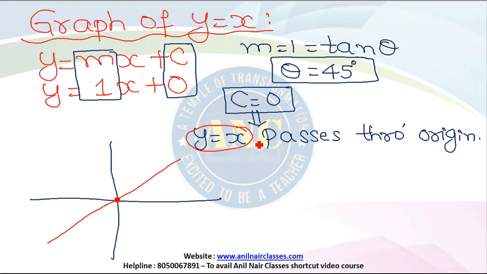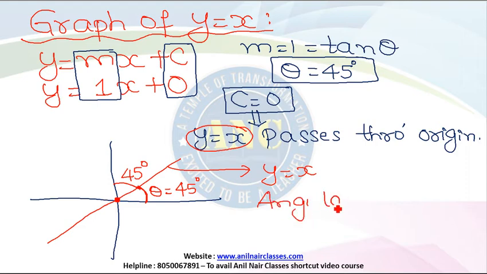And the other thing is that it should make an angle of 45 degrees with respect to the x-axis. That means the total angle is 90 degrees. If this angle is 45 degrees, this angle will also be 45 degrees. That means y is equal to x is nothing but the angular bisector, right? It will bisect the angle of 90 degrees into two equal angles of 45 degrees each. Y is equal to x is a straight line which is also an angular bisector.